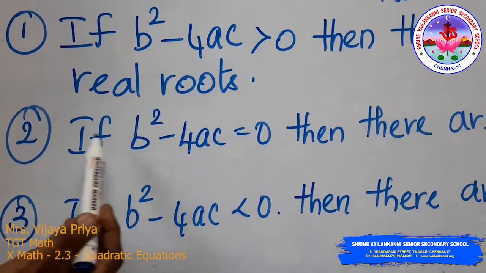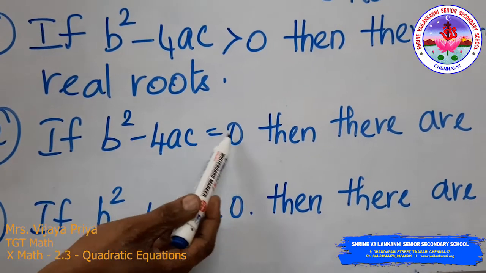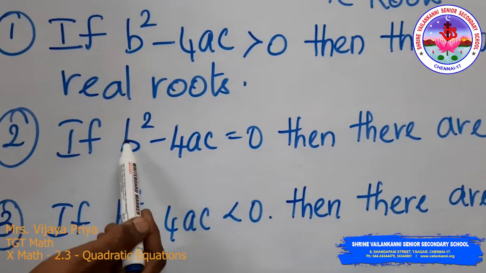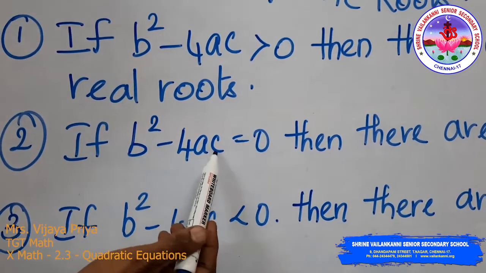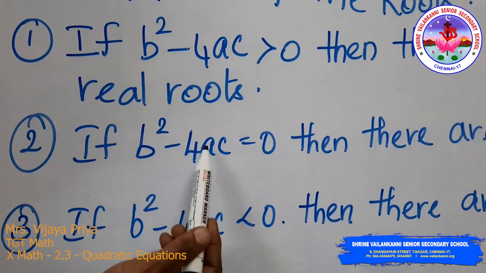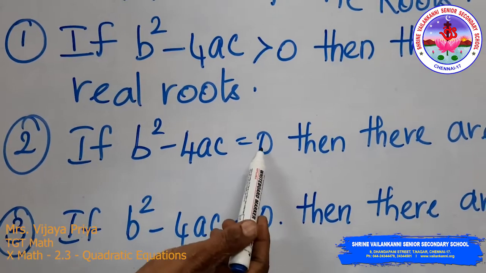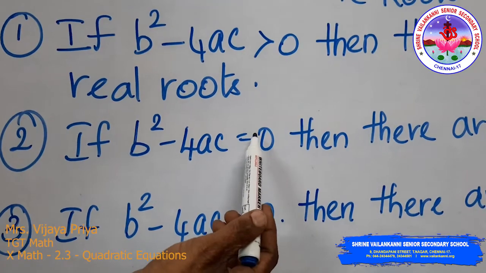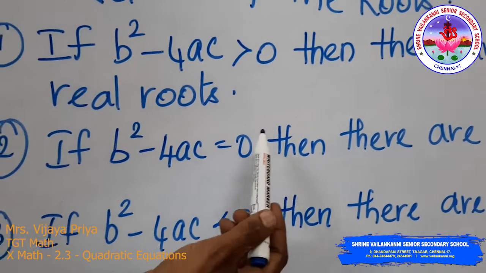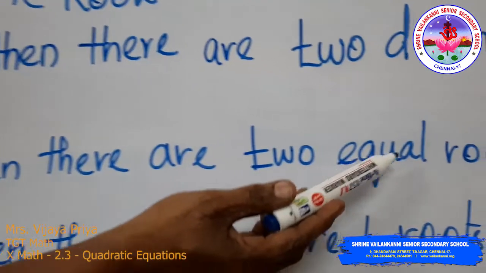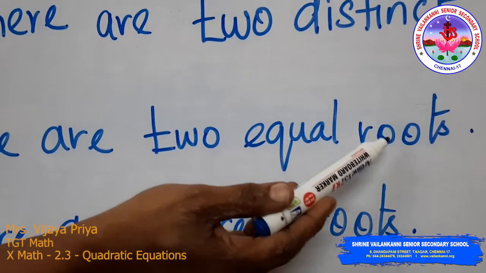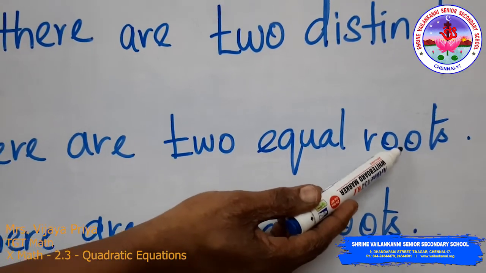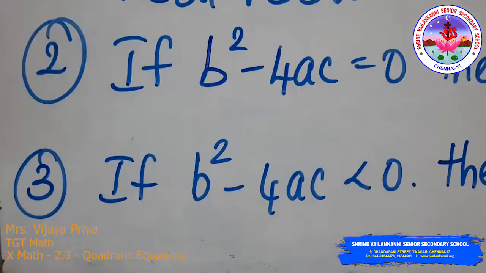Second one, if b squared minus 4ac is equal to 0, that is, if you substitute the values of b squared and 4ac and subtract, and the value becomes 0, then we know that x has two equal roots. Two equal values you have for x.